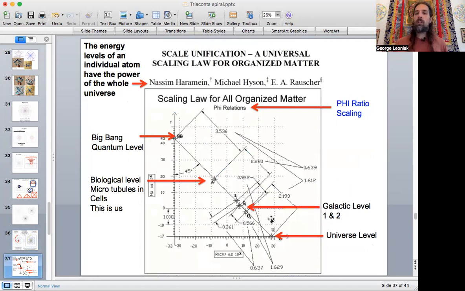I'm not sure what the 1 and 2 are, but the galactic levels, and all the way out to our universal model. So we're going from this very, very quantum level, billions of times smaller than an atom, all the way out to our universe and everything in between. And here's our biology within this. And look at the title of this here: Scale Law for All Organized Matter. Scale Unification, a universal scaling law for organized matter.